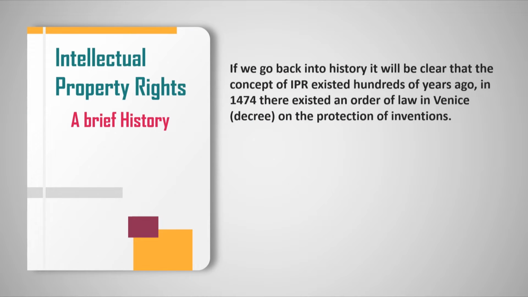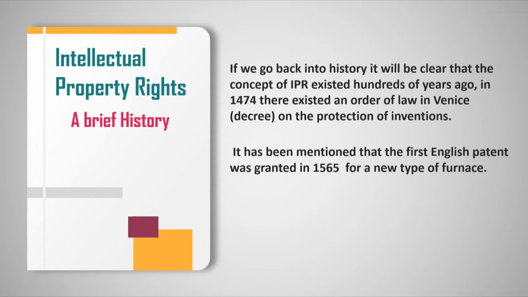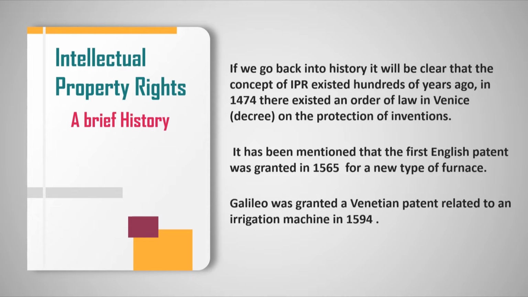The concept of intellectual property rights is not new. If we peep back into the history, it will be clear that the concept of IPR existed hundreds of years ago. In 1474, there existed an order of law of Venice on the protection of inventions. It has been mentioned that the first English patent, which is a type of IPR, was granted in 1565 for a new type of furnace. Galileo was granted a Venetian patent, that is a type of IPR related to an irrigation machine in 1594.